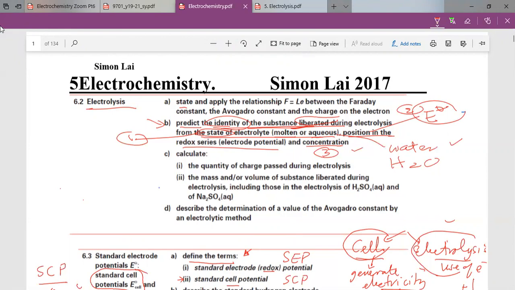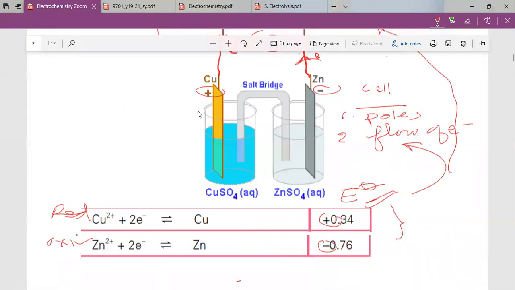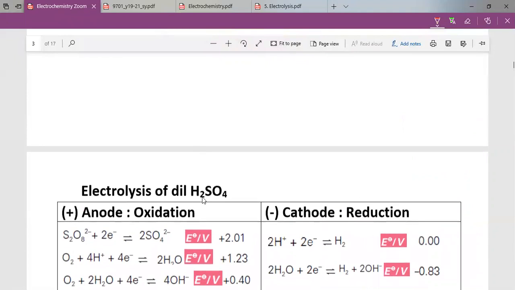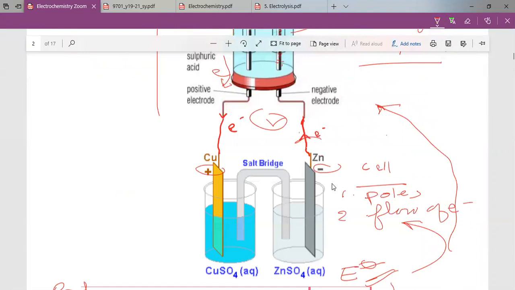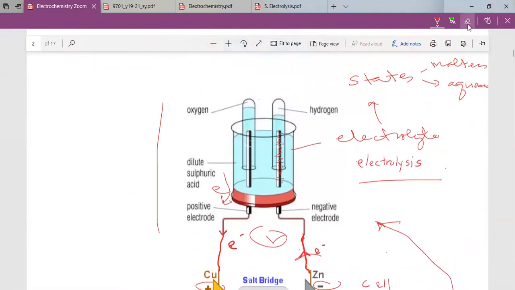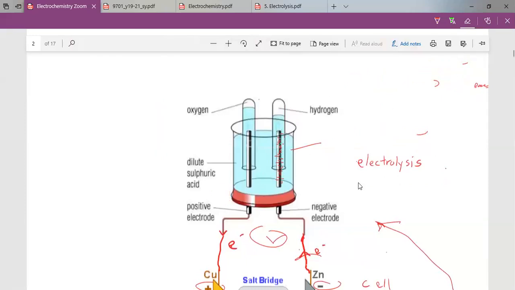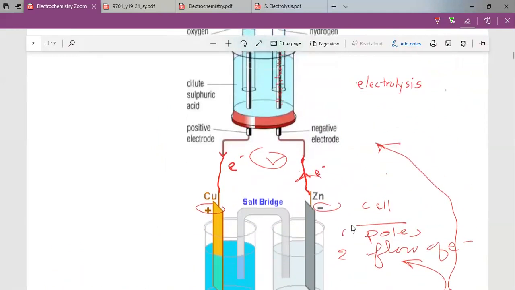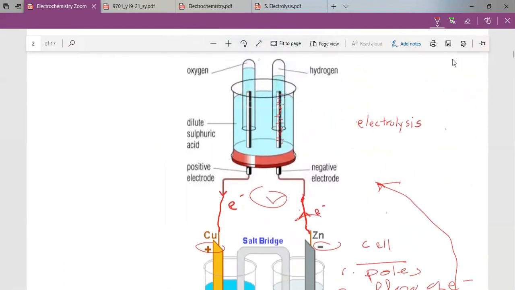Okay, so we go back to that. The first one, of course, is the famous one: electrolysis of dilute sulfuric acid. Remember it's dilute. Let me rub this off first, I combine the 2 together. From the cell here, the source of electrons, this is a negative pole, and this is a positive pole.